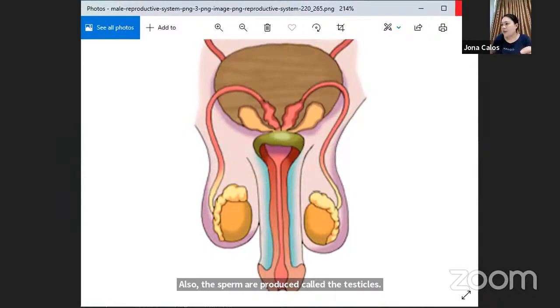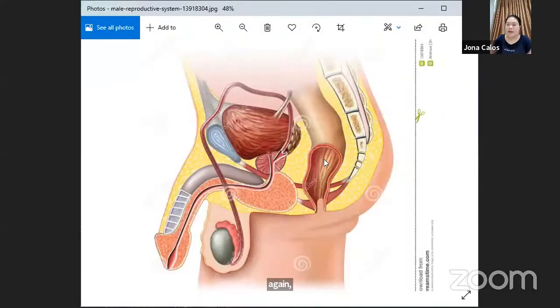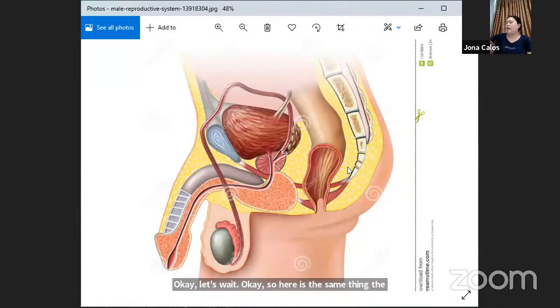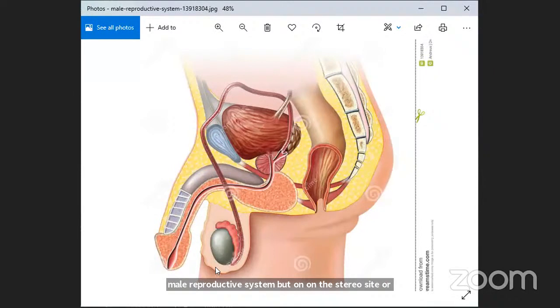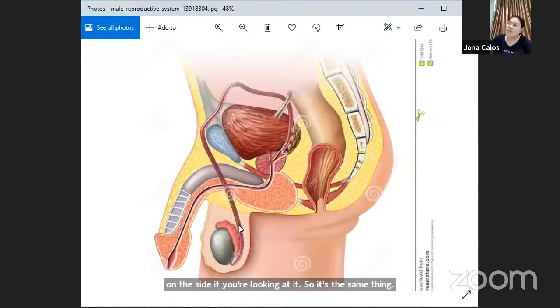Okay, another side of this, so that you can see. Okay, so here it's the same thing, the male reproductive system, but on the posterior side or at the side if you're looking at it. So it's the same thing. The testicles, epididymis, vas deferens, and then we have here, this one is the seminal vesicle.